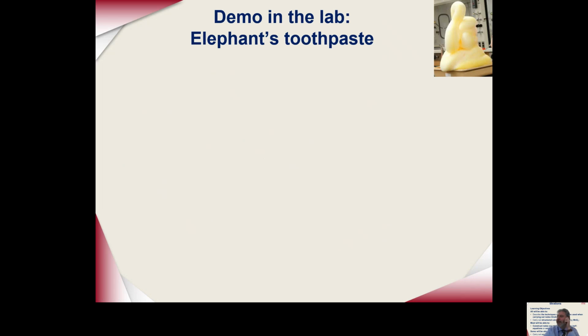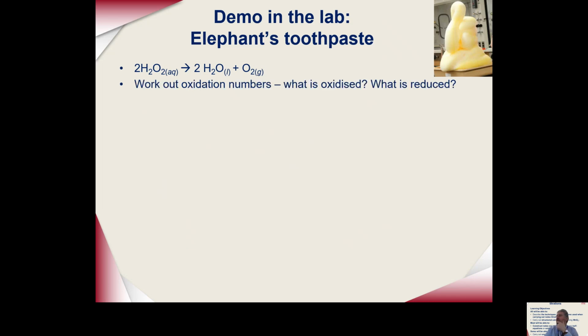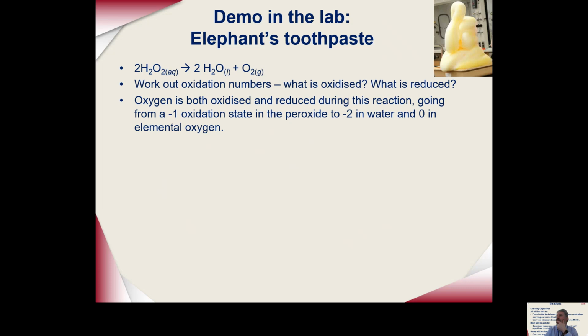So now potentially, in the lab you will see this demonstration. Hydrogen peroxide makes oxygen gas, so there's a big expansion in gas. We'll try and work out the oxidation. Oxygen is both oxidized and reduced during this reaction, because we've got it as -1 here because it's a peroxide. Remember, that's the odd thing with oxygen, that when it's in a peroxide like this, its oxidation number is -1. So it's -1 here, it's -2 in water, and it's 0 in there. So it's both been oxidized and reduced. Okay, so disproportionation. Recap of that.